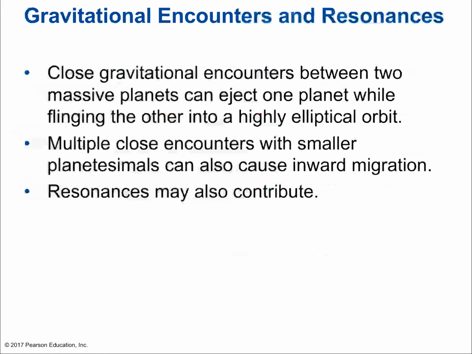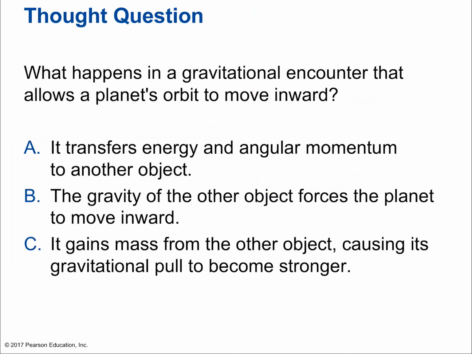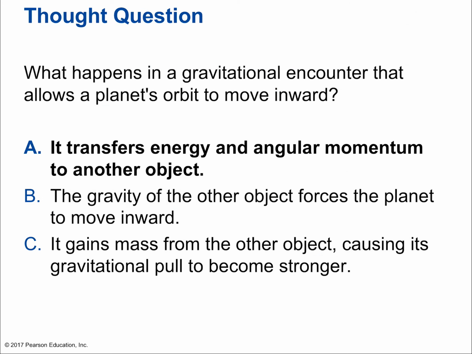Maybe larger dust particles, maybe a less strong solar wind early in the formation of the solar system that didn't blow out as much dust. So perhaps that's the commonality. That's the explanation that tells us why we see a lot of solar systems that are different than ours. So multiple close encounters with small planetesimals can cause inward migration, and resonance can also contribute. This is just asking what happens in a gravitational encounter that allows a planet's orbit to move inward. And the answer here is it transfers energy and angular momentum to another object.